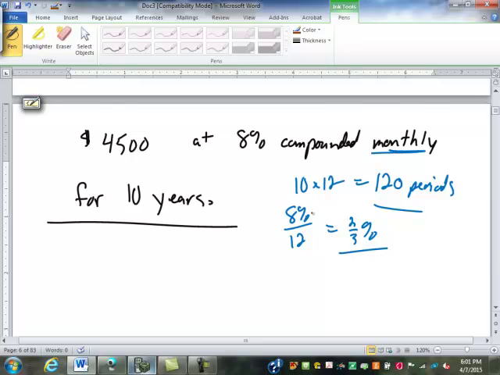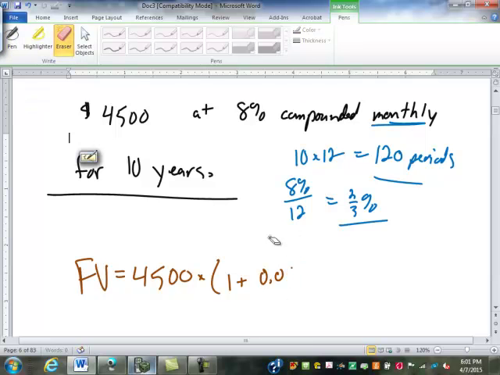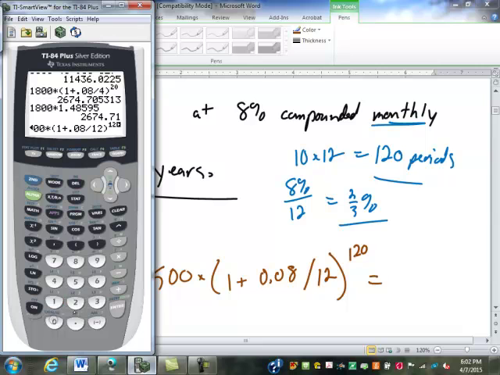But anyway, if we wanted to use the formula for this, like good smart people do, it's 4,500 times, parentheses, 1 plus 0.08 divided by 12, close parentheses, power of 120. And we get $9,988.38.